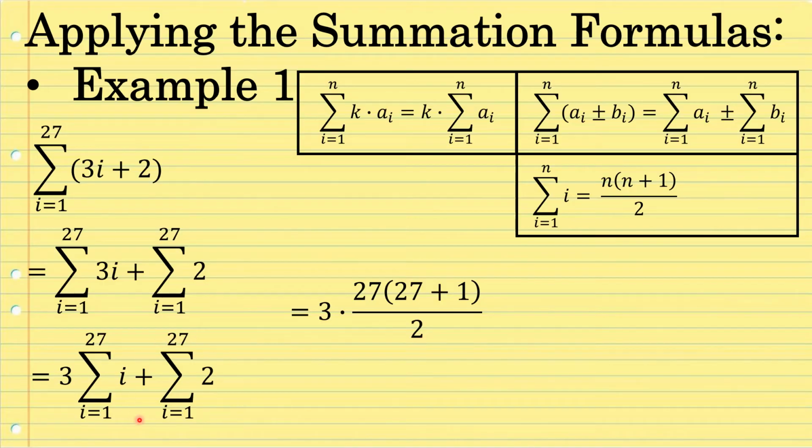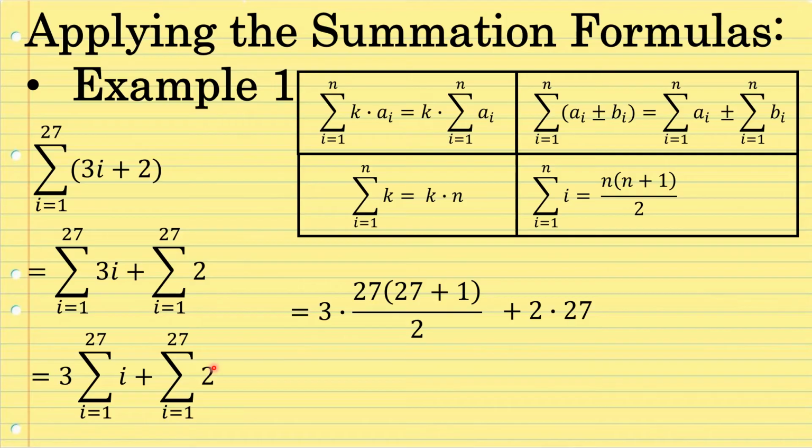Look at the second term now in the sum that we have. The sum as I goes from 1 to 27 of 2. The first formula we discussed is summing a constant. When you sum a constant, you're simply going to multiply that constant by the value of n. So here our constant is 2. The value of n is 27. So the sum as I goes from 1 to 27 of 2 is simply 2 times n, 2 times 27.